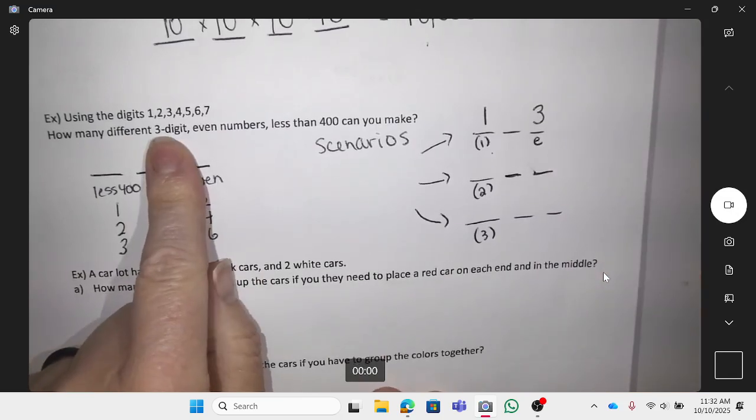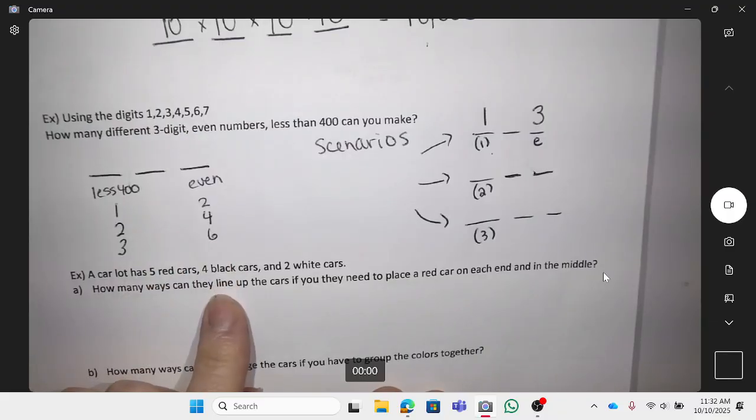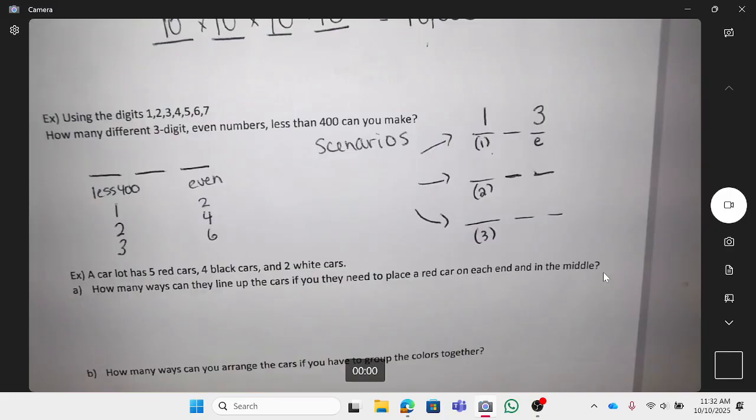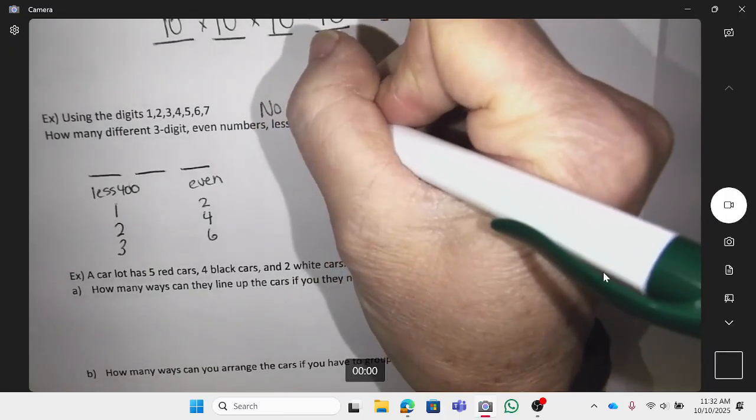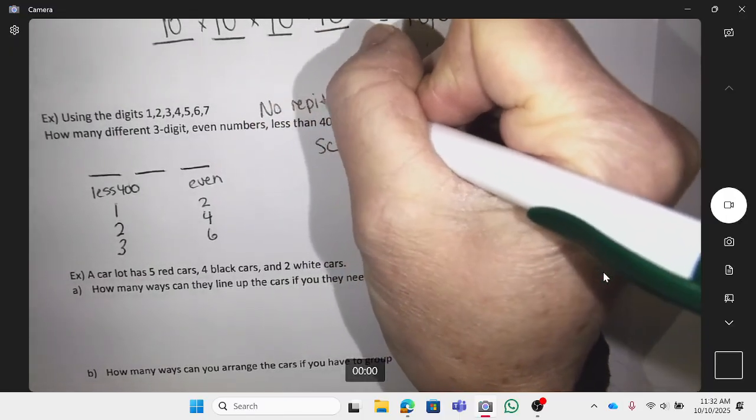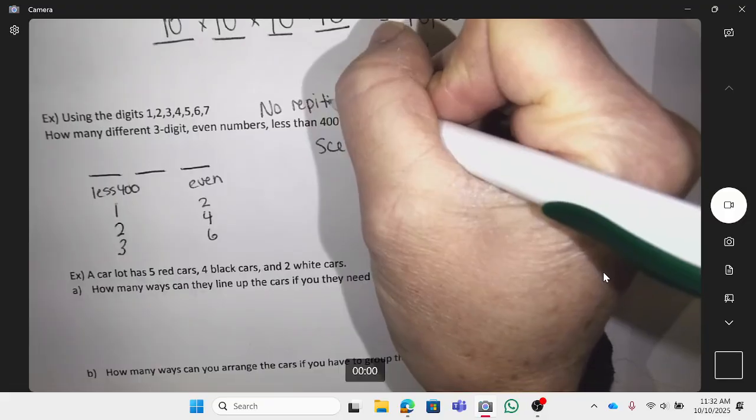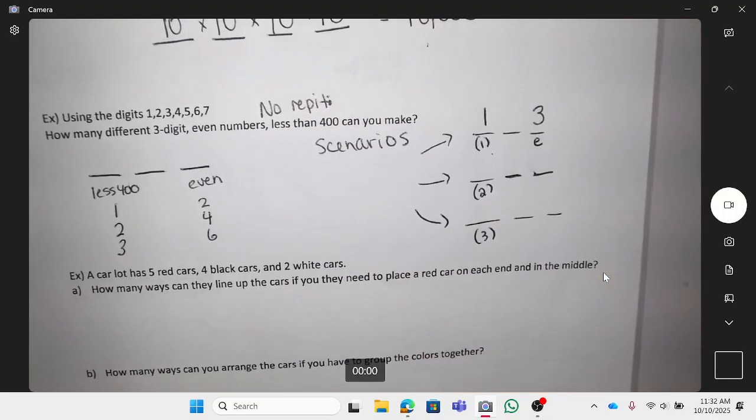3. No, because it said using these digits. You know what? I should write, I'm going to write no repetition. I should have written that. Something you'd have to either know, because it will make a different answer, sorry.